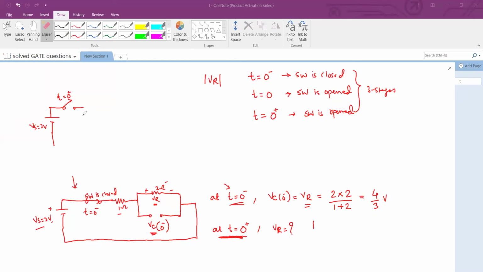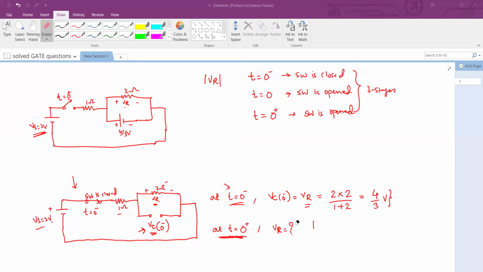Now you got this 1 ohm resistance, and then you have this 2 ohm resistance across which we are interested to know the voltage. But now look, this VC at t equal to 0 minus is 4 by 3 volts, which can be represented by a battery of 4 by 3 volts. And then you have this circuit complete. And therefore, now this voltage source is out of the picture because the switch is open. So you see simply the voltage VR right here.